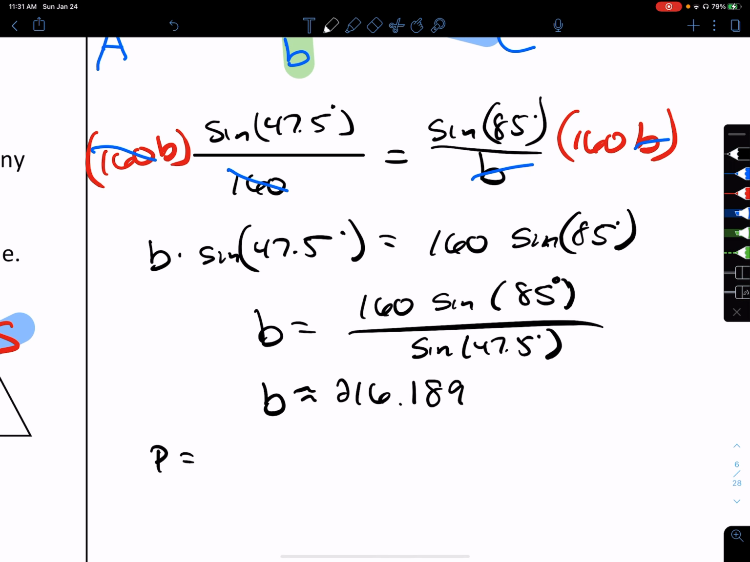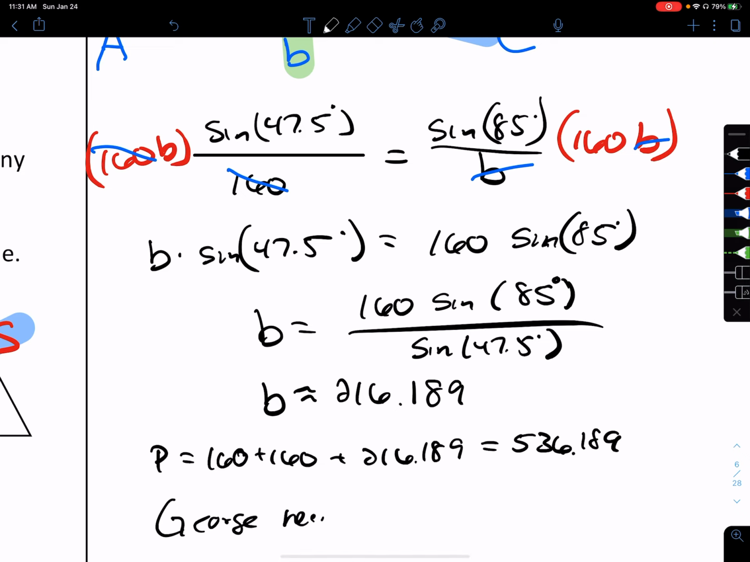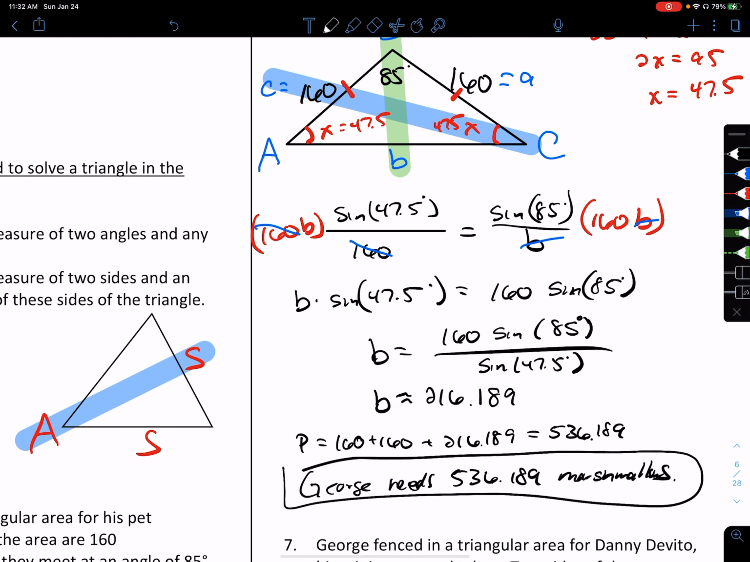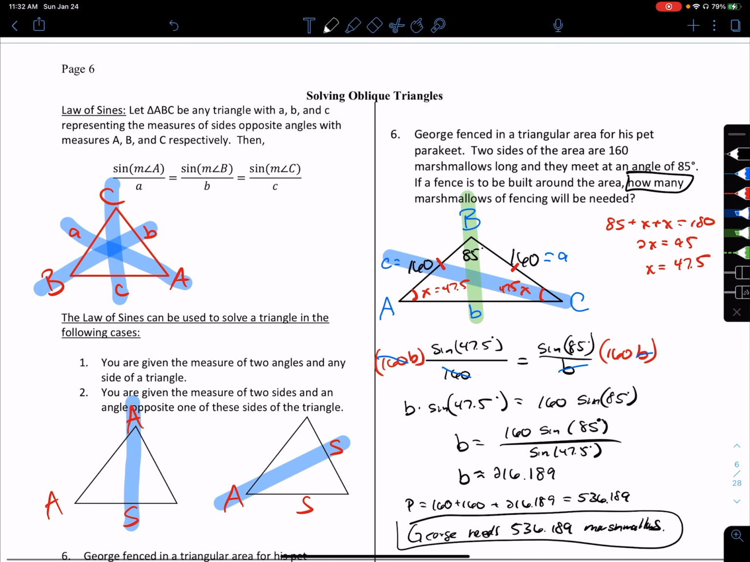How many marshmallows are needed for the entire fencing? So that's going to be the perimeter, which is 160 plus 160 plus 216.189, which is 536.189. Sentence answer, George needs 536.189 marshmallows. All right, next video we're gonna review law of cosines.